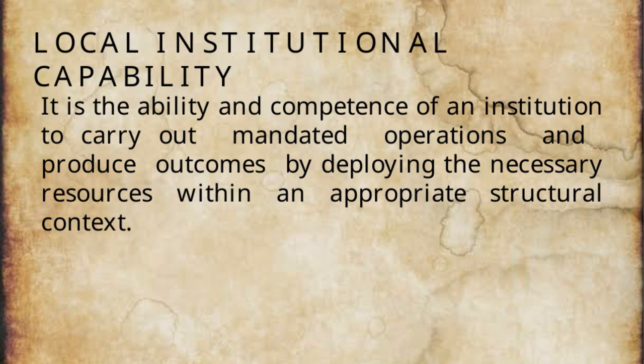That means the right organizational setup, policies, and systems are in place to support efficient and effective operations. This concept is crucial because it links directly to the overall theme of strengthening institutions. When local institutions have strong capabilities, they are better equipped to serve their communities, implement policies, and adapt to changing needs. So, building local institutional capability is really about empowering these organizations to do their best work within a solid framework that supports sustainable development and good governance.